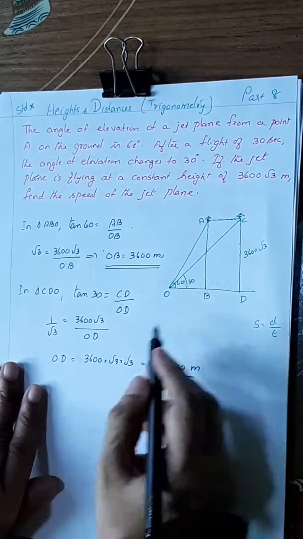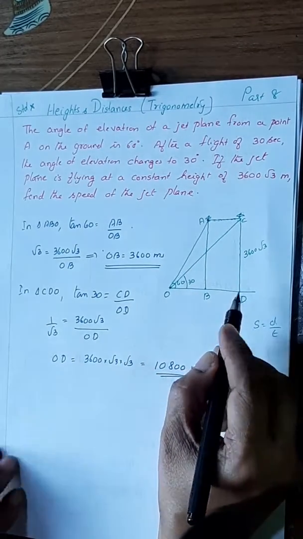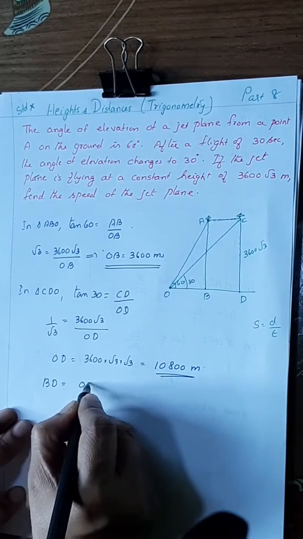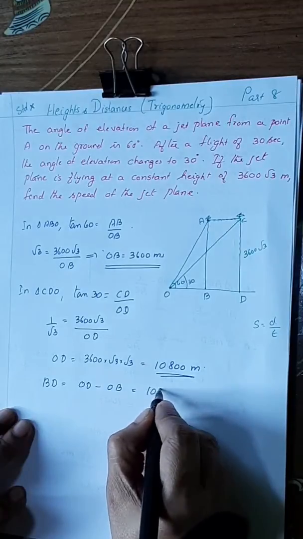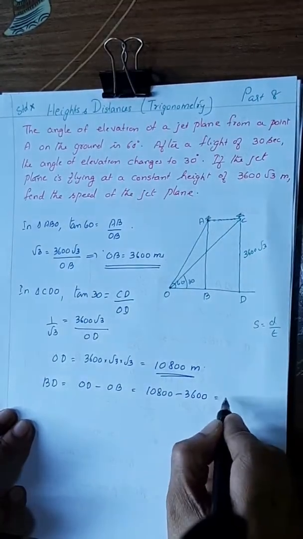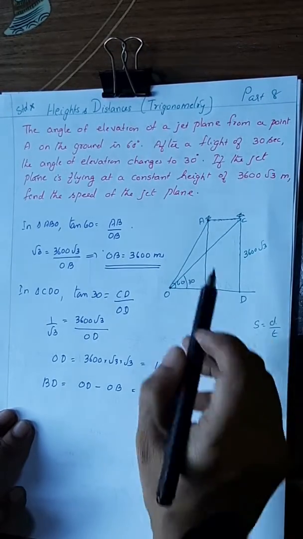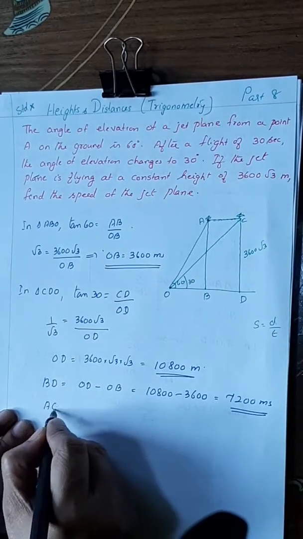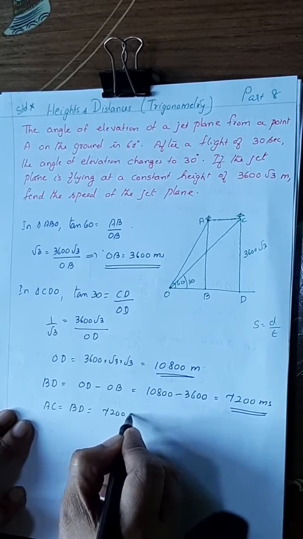So now we have to find the distance AC, which is equal to distance BD. So BD is equal to OD minus OB. So OD is 10,800 minus 3,600. So it is 7,200 meters. Now we have got the distance AC. So AC is also equal to BD, 7,200 meters.